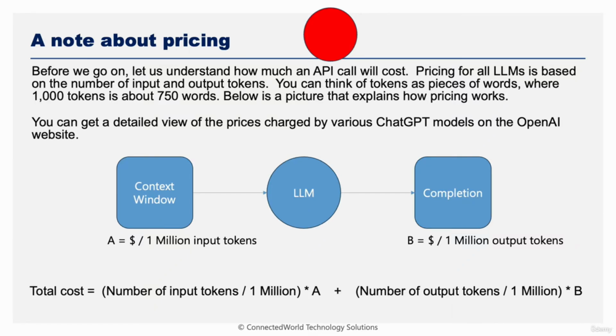A note about pricing. Before we go on, let us understand how much an API call to ChatGPT will cost. Pricing for all large language models is based on the number of input and output tokens. You can think of tokens as pieces of words, where 1000 tokens is about 750 words. Below is a picture that explains how the pricing would work. Note that the total cost is based on the sum of both the input and output tokens. And here the numbers are expressed in millions of tokens. You can get a detailed view of the prices charged by various ChatGPT models on the OpenAI website.